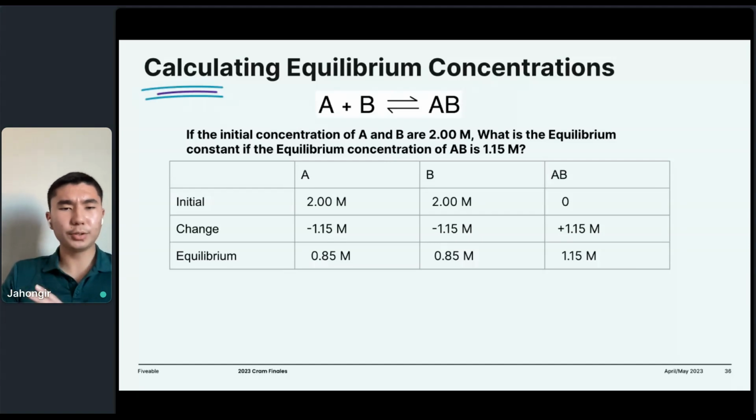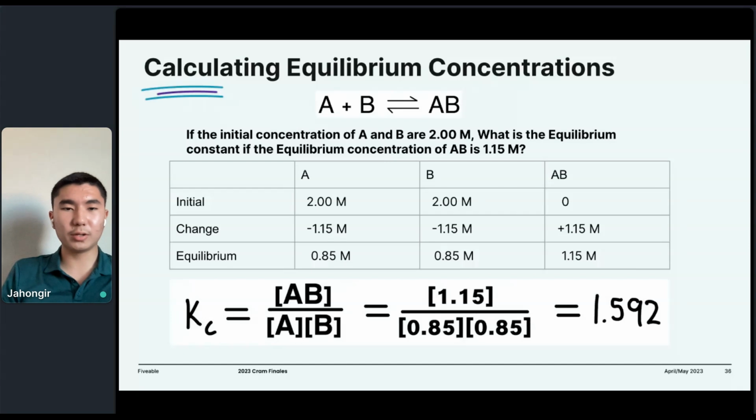So you can think of this as if we're given the number initially, usually we're going to subtract it, but it's always the inverse. When we have our products that are added, as we can see from AB, our change is adding 1.15 moles. Then on the reactant side, we're subtracting that 1.15 moles.